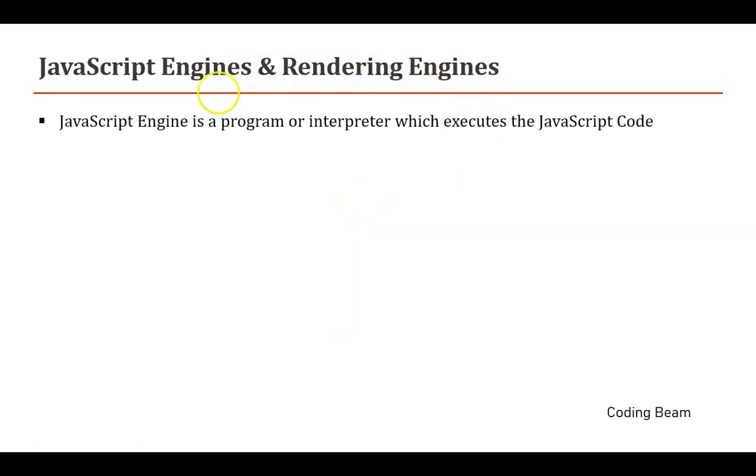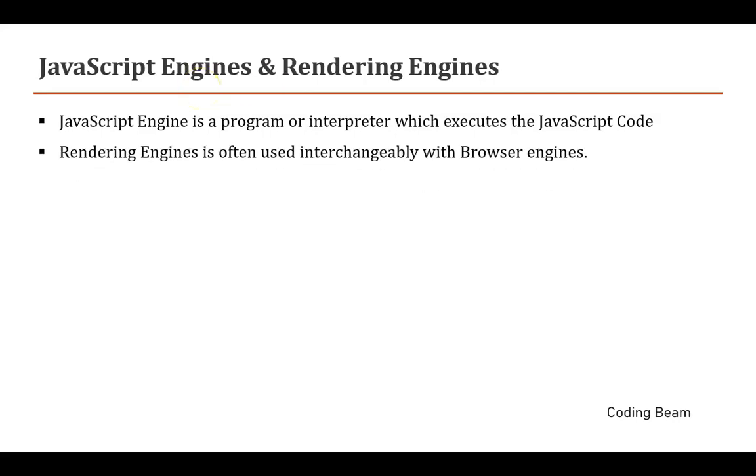Now, what are the JavaScript engine and the rendering engine? The JavaScript engine is a program or an interpreter which executes the JavaScript code. Actually, it helps to interpret the JavaScript code of your website before rendering it in front of your audience. The rendering engines are often used interchangeably with the browser engines, as the browser engines are the layout engines, and they are responsible for the layout of your website in front of the audience, like the text, images and the media.